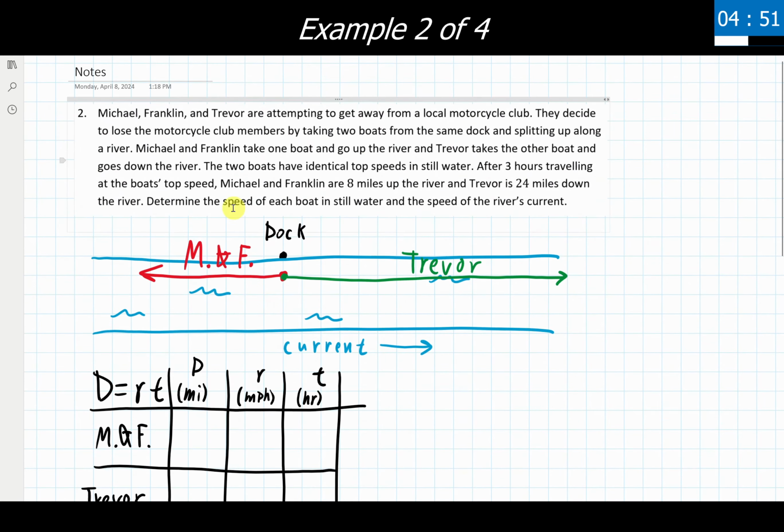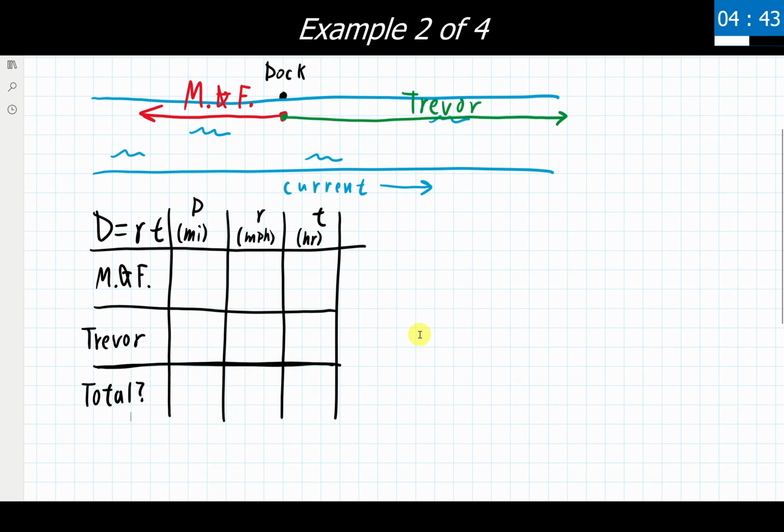Well, scrolling back up, we're told Michael and Franklin are 8 miles up the river, and Trevor is 24 miles down the river. So we can fill those in accordingly. Michael and Franklin are at 8, Trevor is at 32. Whoops, 24, sorry. Wrong numbers there. I'm adding things together and I don't need to be.